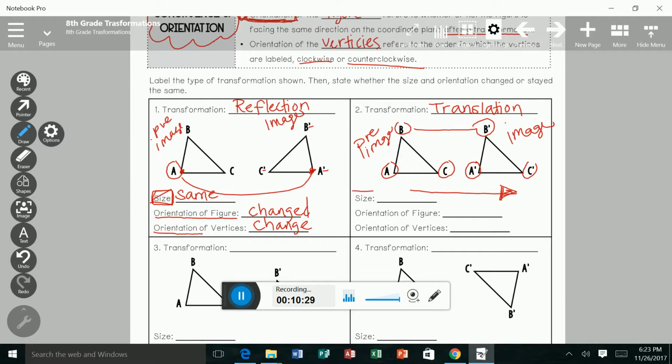So what about my size? It has preserved congruency, so the size is the same. Orientation. Okay, my shape is still the same. I haven't flipped it or rotated it, so now it's in a different direction. Okay, my A is still the same as this, in the same spot. My B is in the same spot, my C and my C. So the orientation of the figure is the same. The orientation of my vertices, they're all in the same spot.